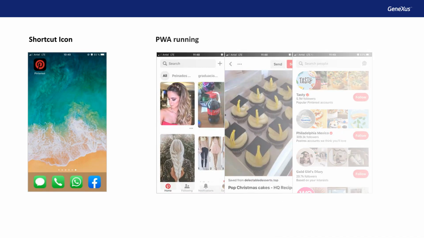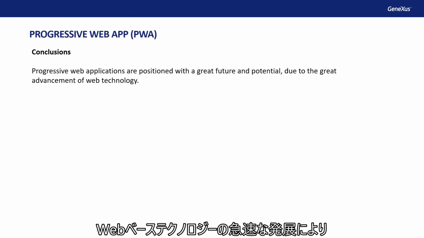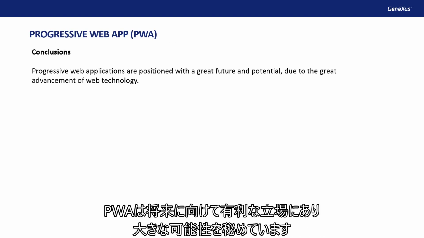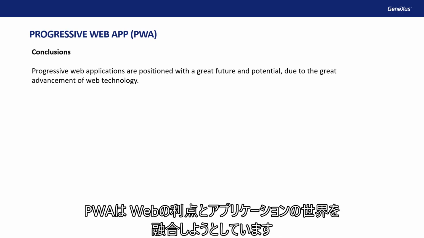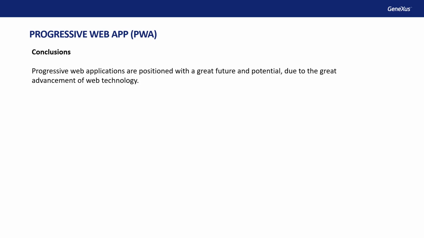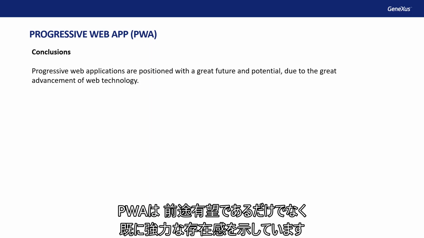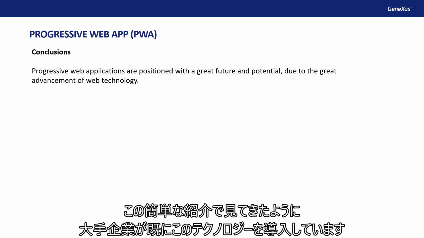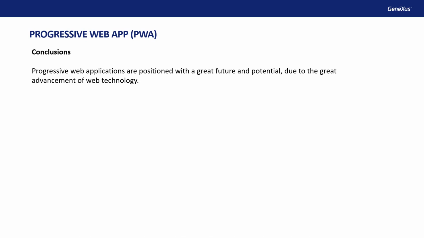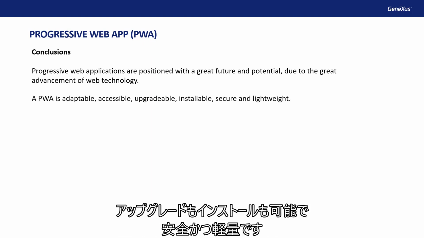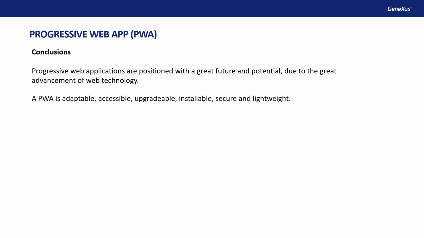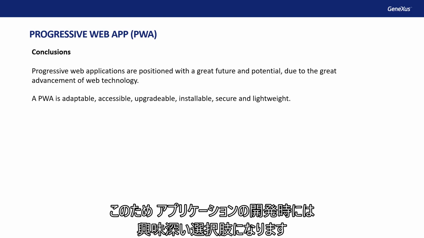To sum up, progressive web applications are well positioned for the future and have great potential due to the fast advancement of web-based technologies. PWAs try to bring together the advantages of the web and the world of apps. They not only have a great future, but they already have a strong present, and as we saw in this brief introduction, large companies are already using this technology. A PWA is adaptable, accessible, upgradable, installable, secure, and lightweight. This makes them an interesting option when developing an application.